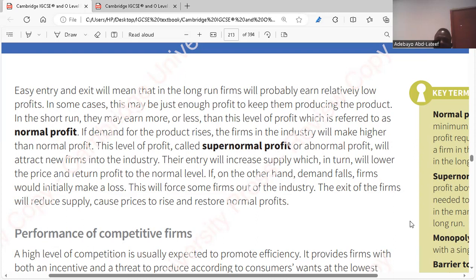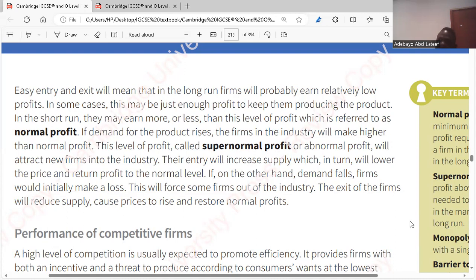If in the short run, firms in the competitive market could make normal profits, profit that is enough for them to continue their production. But if the demand for their products increases in the short run, they will make supernormal profit or abnormal profit. If the demand for their product increases in the short run, they would up the price and they can make abnormal profit, which is the same as supernormal profit. Is it clear?